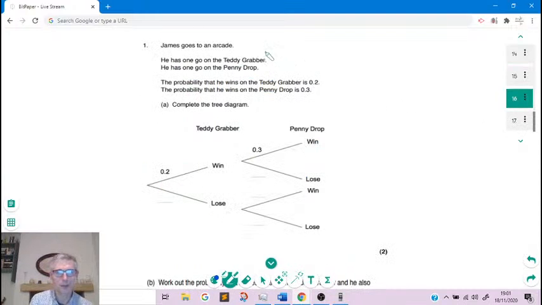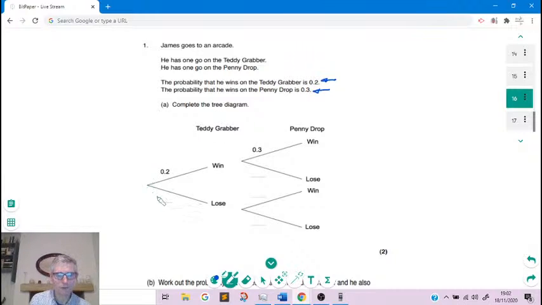So if we start off by looking at a question, we've got one where we've got a tree diagram partially drawn, and it represents someone going to an arcade where they're having a go on two different games. We've got a teddy grabber and a penny drop. It says the probability that we can win on the teddy grabber is 0.2, and the probability that we can win on the penny drop is 0.3. So we've got a tree diagram to complete.